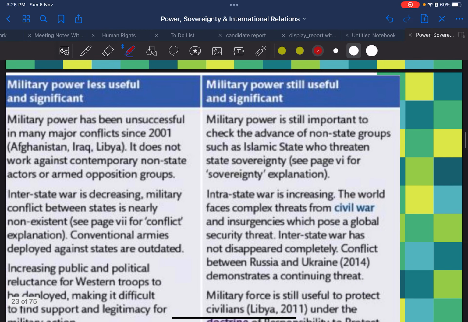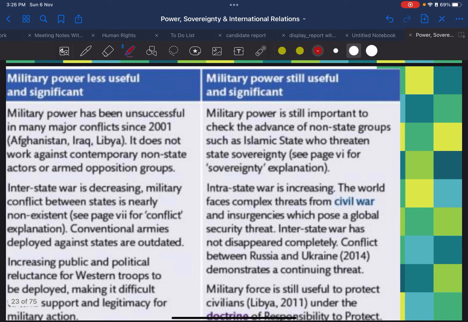Now, this is from the Pearson book, and it talks in the form of claim and counterclaim. IB has already asked one question on this, whether military power is redundant or not. Redundant means useless or not. On your left side, you see military power as less useful and significant, so it is not too useful. On your right, you see that it is useful and significant, so military power is still relevant. There are three points of claim and counterclaim.